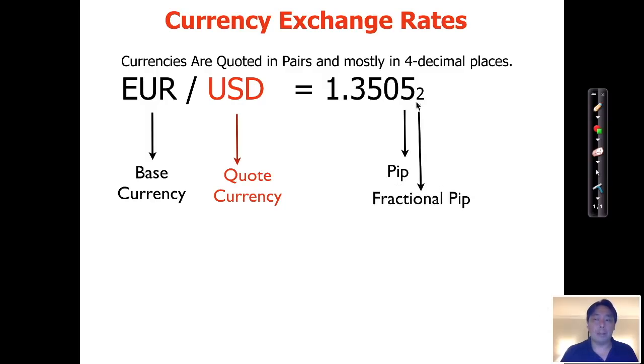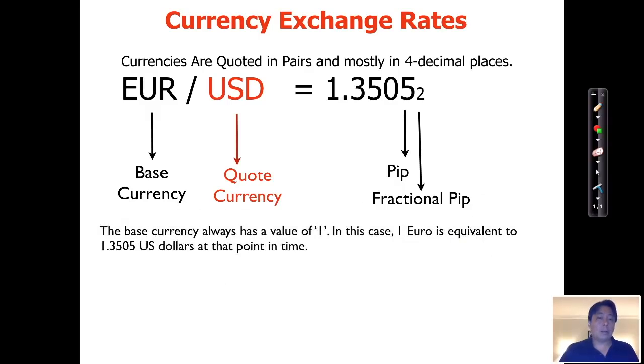Like I mentioned, it's a fractional pip, so we're not going to worry about that. We're going to look at the pip, okay? Like I said, the base currency always has a value of 1. In this case, euro, we're saying 1 euro is equivalent to 1.3505 US dollars at this particular point in time.